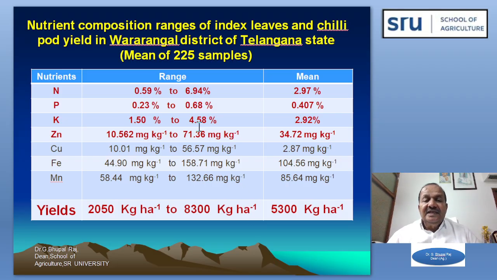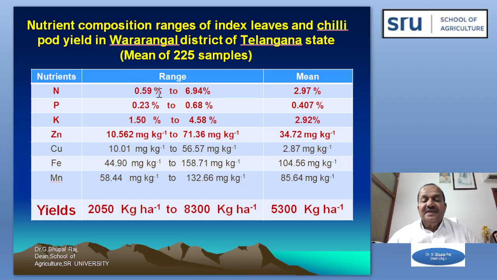So these are the nutrient composition ranges of the index leaves. We have explained the soil data. Now coming to the analysis of the leaf samples, we have to collect the leaf samples as prescribed by the standard method. Reference values are there, at which stage we have to collect the sample and which plant part we have to collect. It depends upon the crop and varies. Accordingly, we collected the leaf samples from the chili crop and analyzed them for the different nutrients.